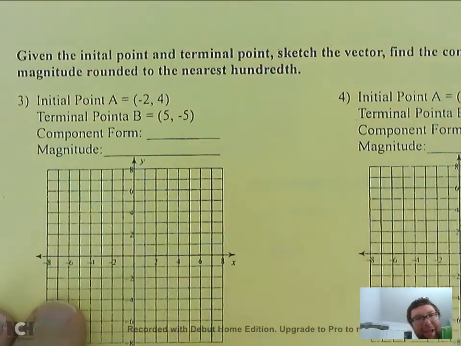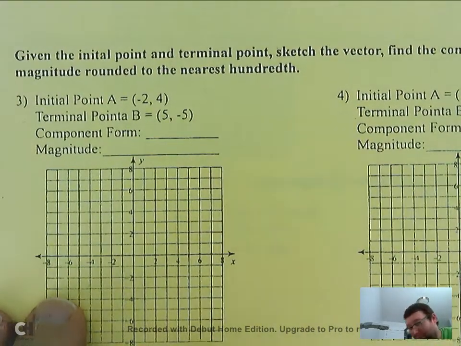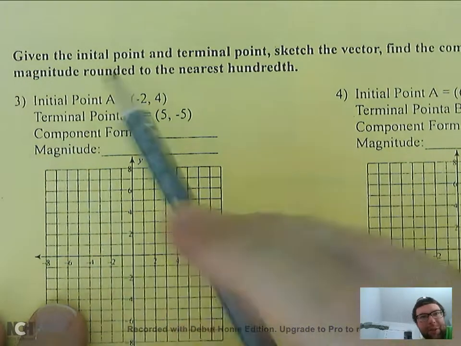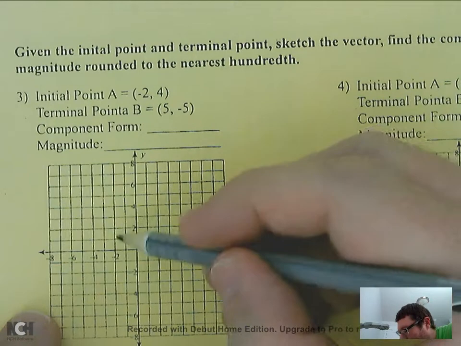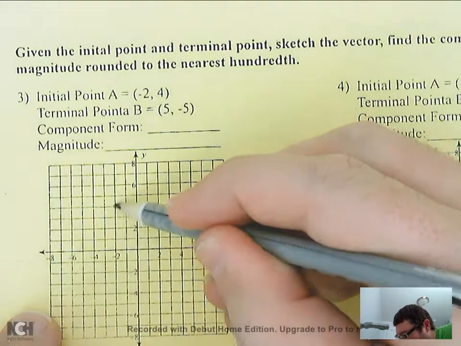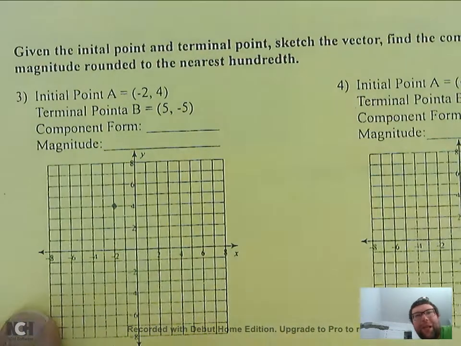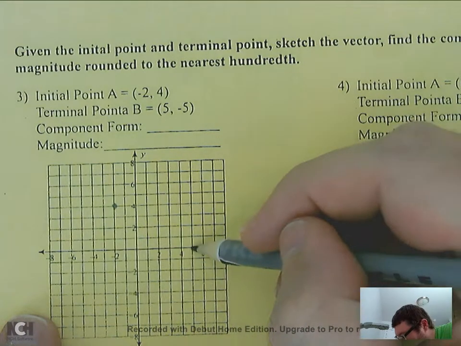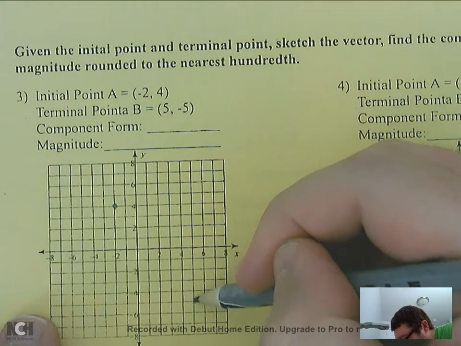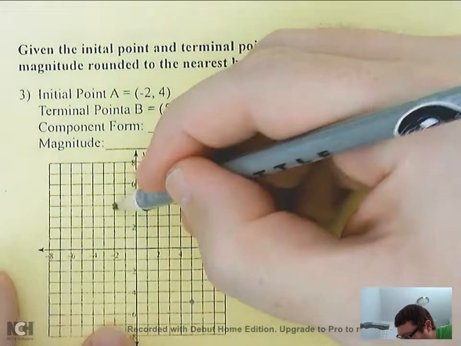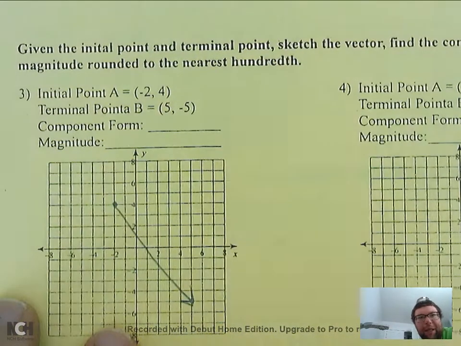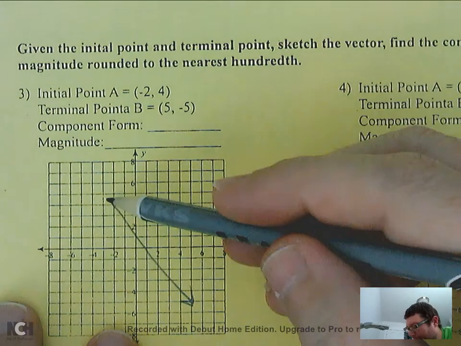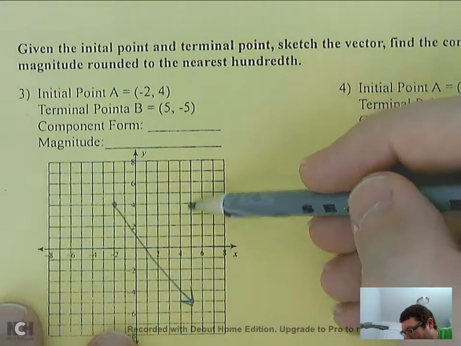Then we have some vectors that are not in component form. So to do these, we start by graphing the initial point. So -2, 4 is my initial point. And then my terminating point is 5, -5. So right there. So that is my vector. Okay? It wants me to find the components and find the magnitude.